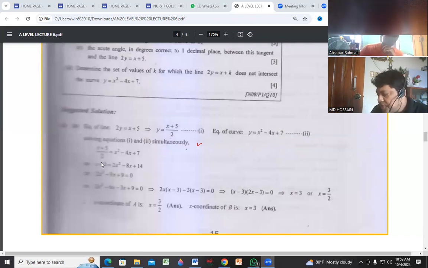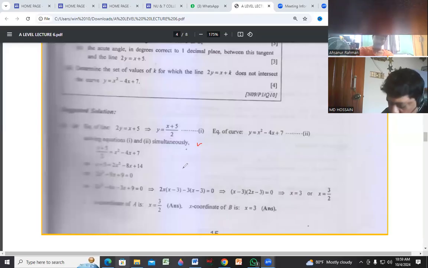Now if we rearrange, or if we write simultaneously, then this y value equals this y value, and you will get this equation. Then you will just rearrange and multiply, and you will get the equation 2x squared. I'm writing it here. Take a look. You will get this one: 2x squared minus 9x plus 9 equal to 0.